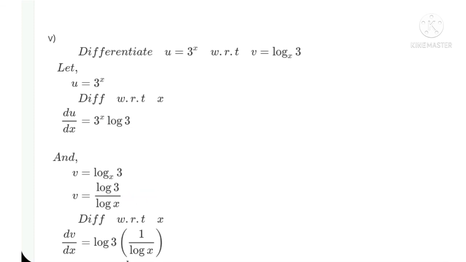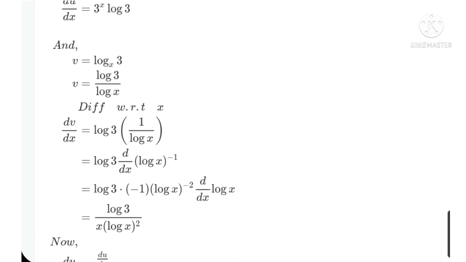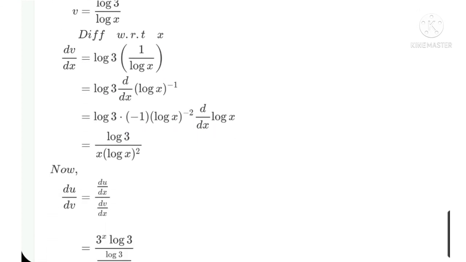Now differentiate with respect to x. You get log 3 as it is, a constant term, into the derivative of 1 upon log x, that is the derivative of log x raised to minus 1. So minus 1 into log x raised to minus 2 into the derivative of log x again. So we get minus log 3 upon x into log x whole square.